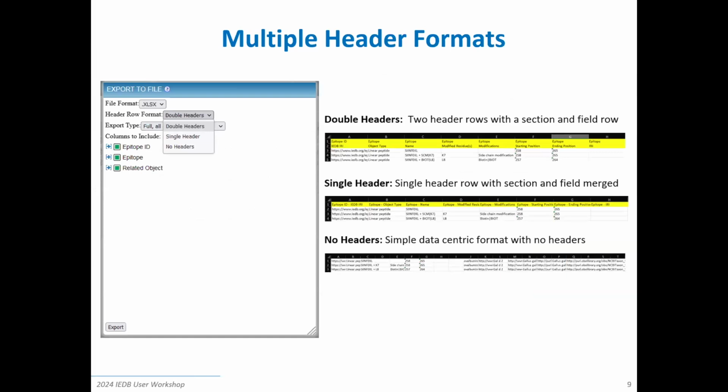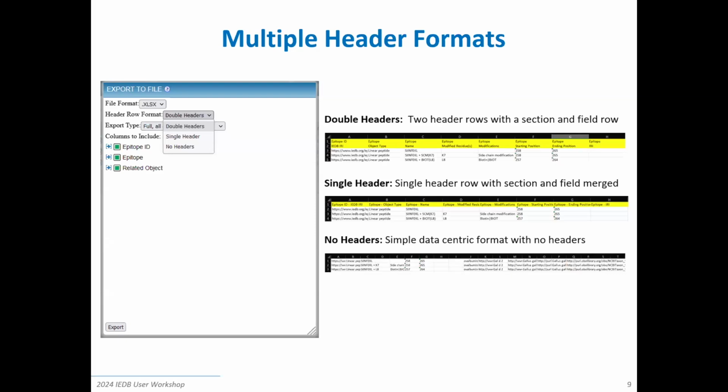The next option that you can choose when you're exporting your data is how you want your header rows to be structured. In the previous version, as we showed, we only had the double headers, which is nice because it gives you sections and fields, but some consumers of it don't like two header rows because they expect one header row or no header rows. So those are the other options that you have.